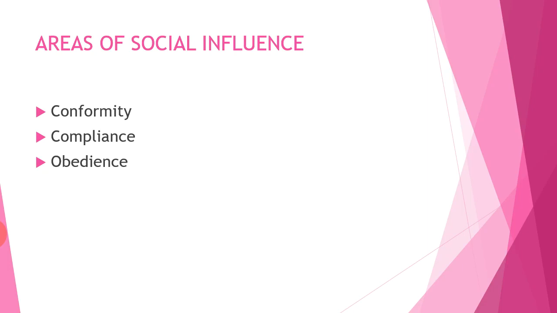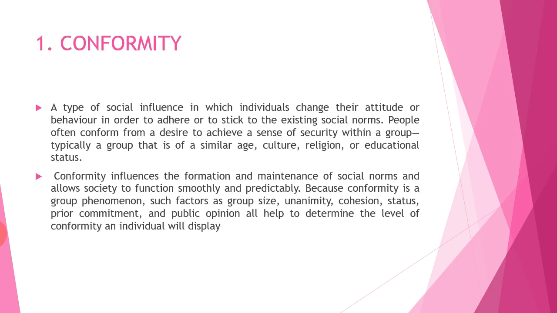So let's start with conformity first. Conformity is the type of social influence in which individuals change their attitudes or behaviors in order to adhere to the existing social norms. It is changing how you behave to be more like others. We seek the approval and friendship of others, so here we are adhering to social norms.